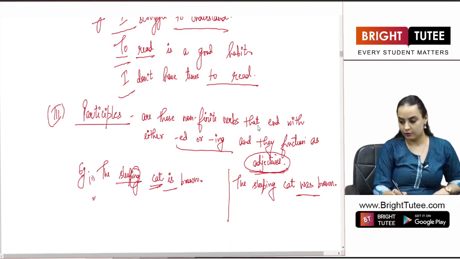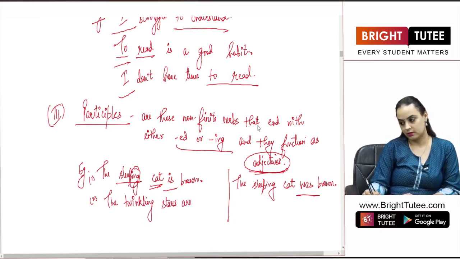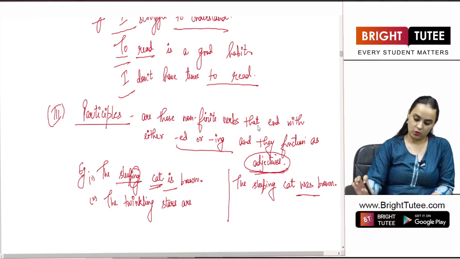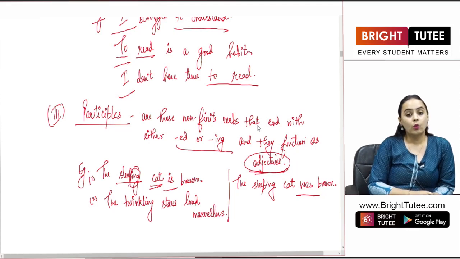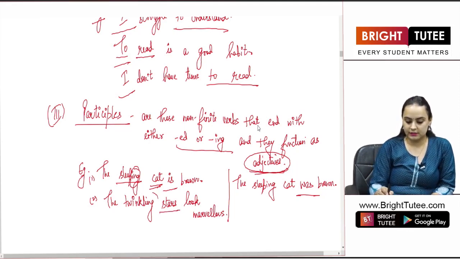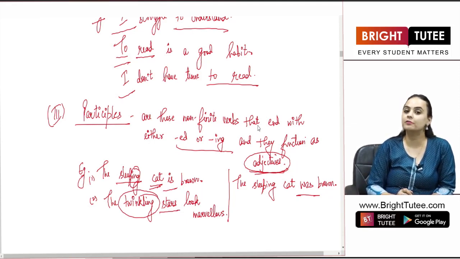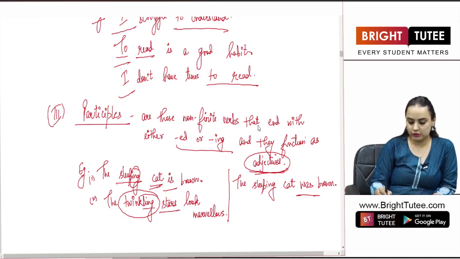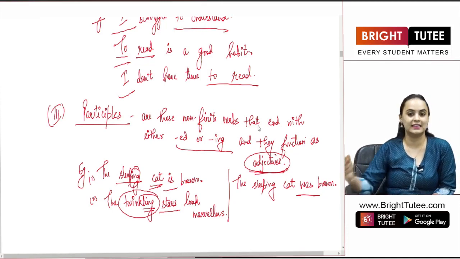If I give you another example, the twinkling stars look marvelous. What am I talking about? I'm talking about the stars that are twinkling. So, twinkling is my non-finite verb, a participle, which ends with ing and is telling us the quality of the stars, that they are twinkling.